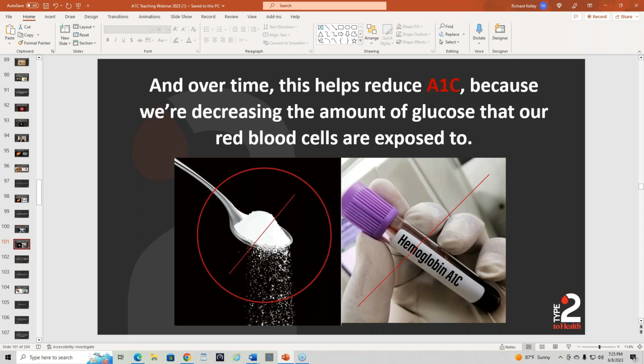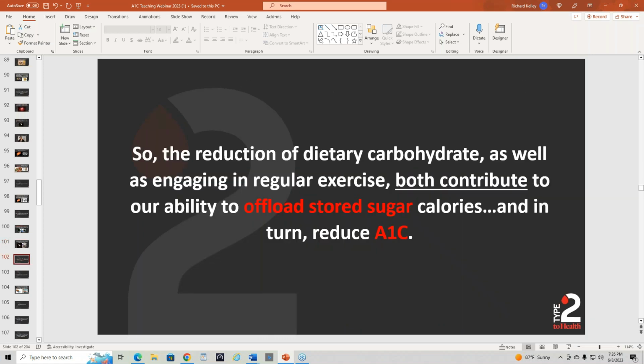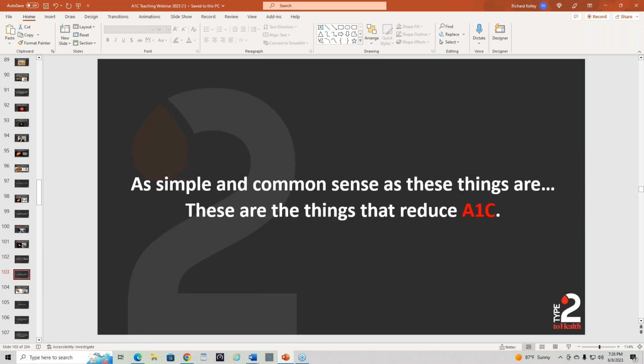If your diet is crappy, if your diet is high in carbohydrate, and when I say high in carbohydrate, sometimes for some people that may just mean eating an order of French fries a couple of times a week. And we might not think, well, I don't eat that, I don't eat badly that often. But getting your A1C down is a matter of being really consistent. And so the reduction of dietary carbohydrate, as well as engaging in regular exercise, both contribute to our ability to offload stored sugar calories, and in turn, both of these reduce A1C. As simple and common sense as these things are, these are the things that reduce A1C.